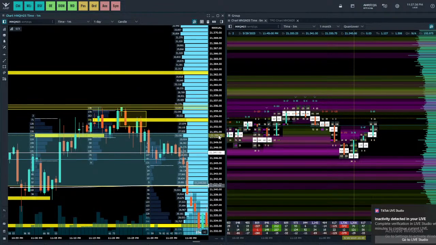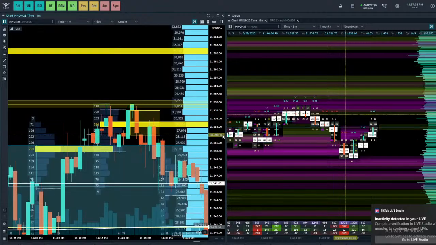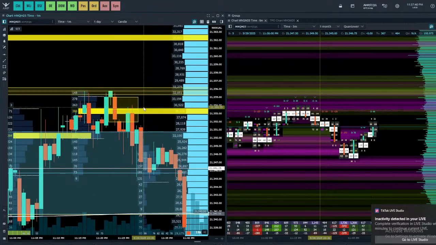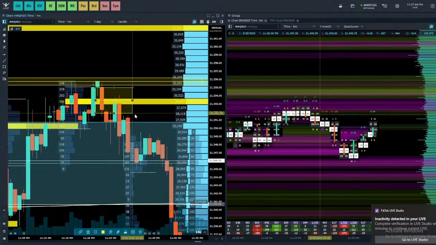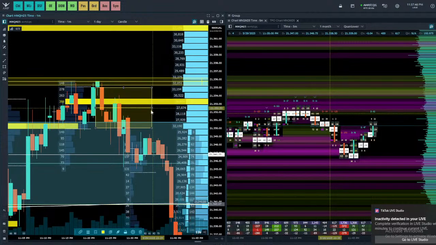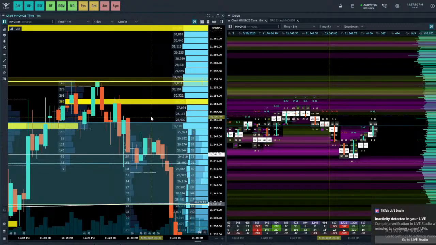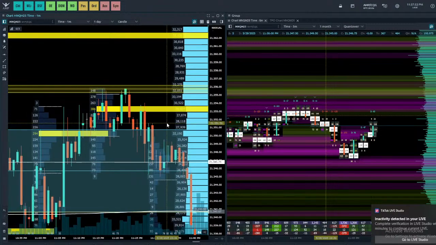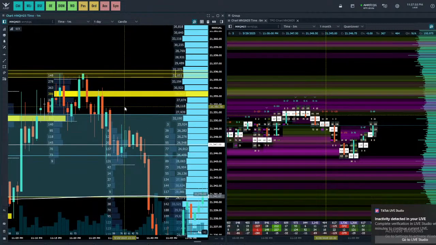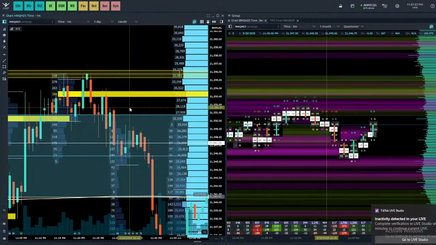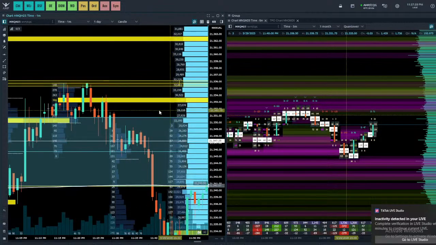The re-entry was right here. Okay, so look, your first entry would have been here off of this 28,605, and your re-entry would have been here at the 32,190. That makes sense. That's starting to make sense to me.